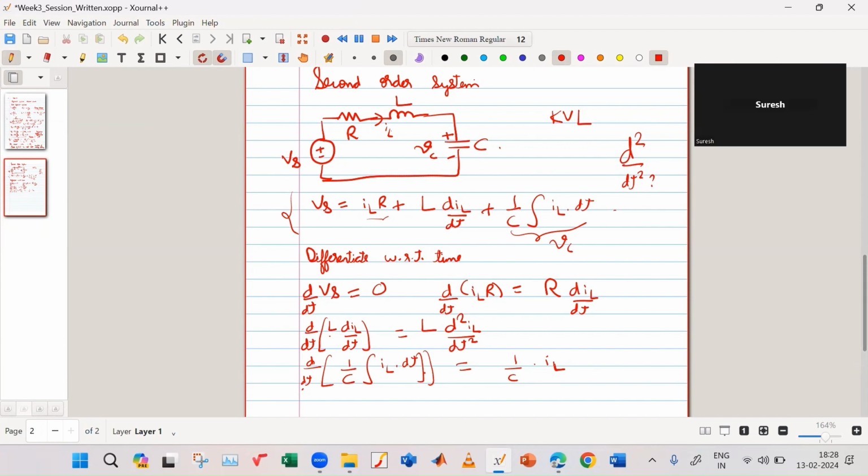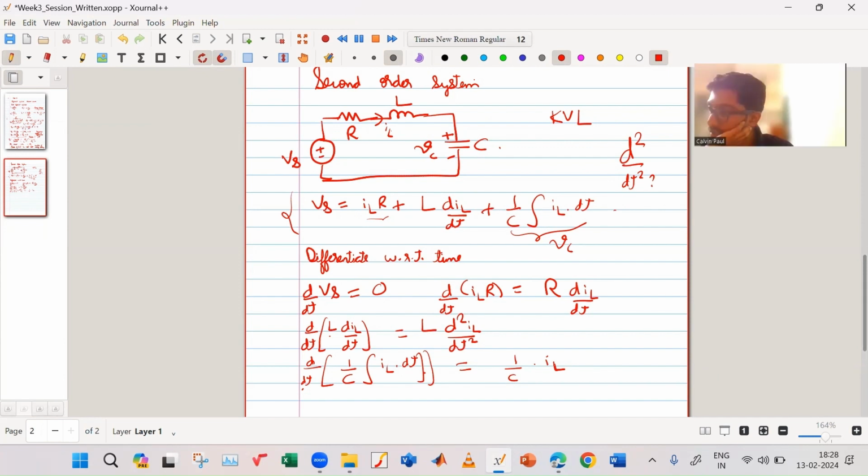So the transients we are finding out. Yes, the differential equations help you in solving the transient.